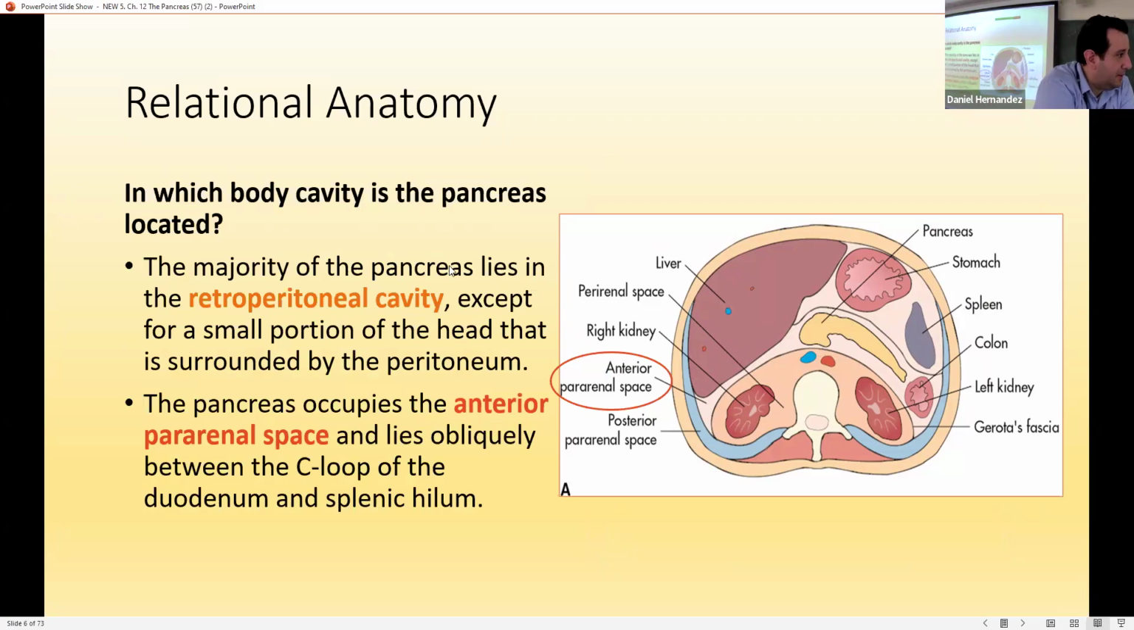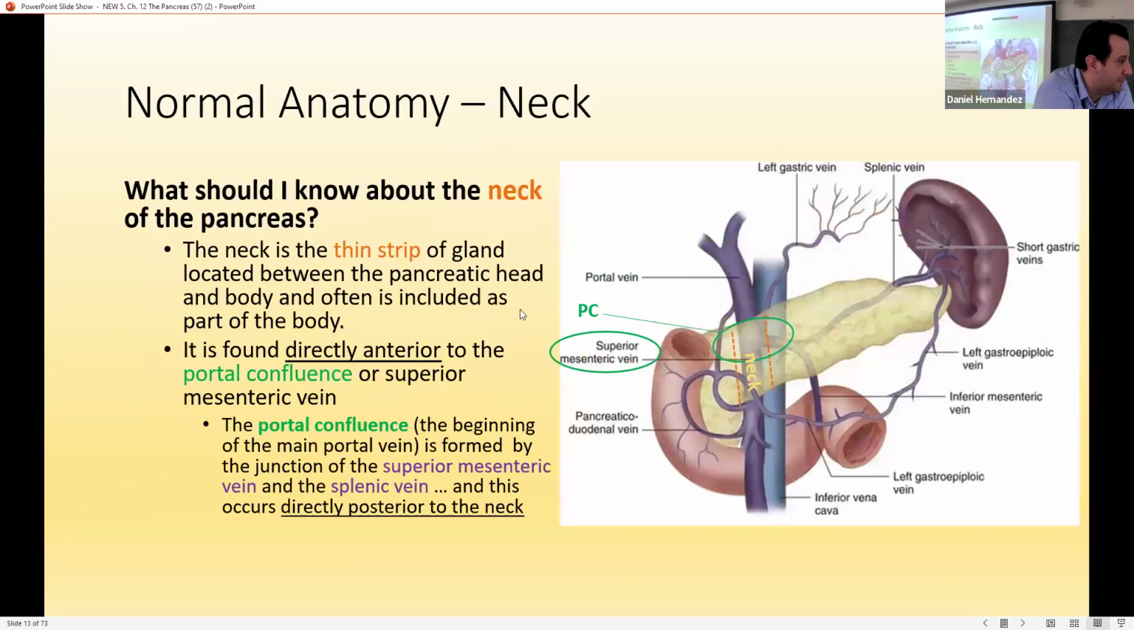Again, the majority of this pancreas lies in the retroperitoneal cavity, except for a small head that's in the peritoneal cavity. So the head's in the peritoneum, and then the body and tail lie in the retroperitoneal space. So it occupies this anterior perirenal space, lies obliquely between that C loop of the duodenum, and goes out towards the splenic hilum.